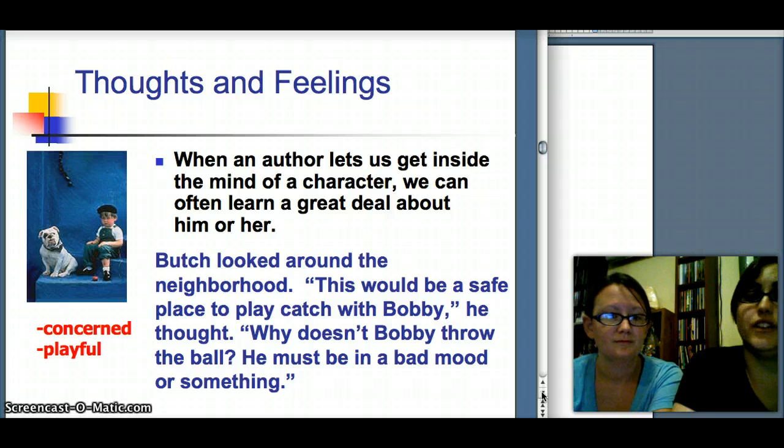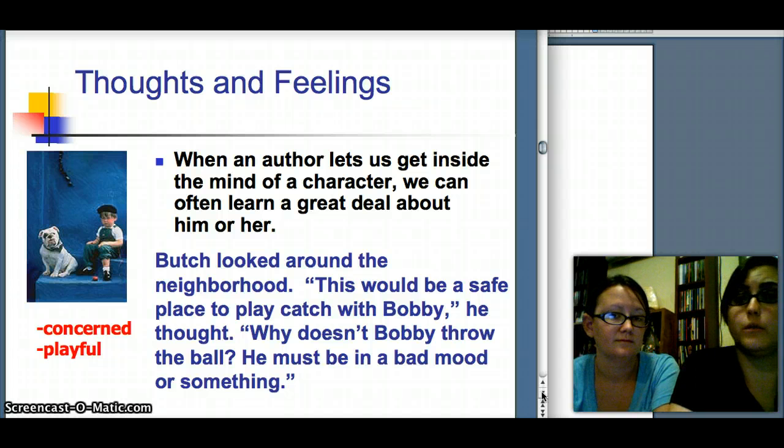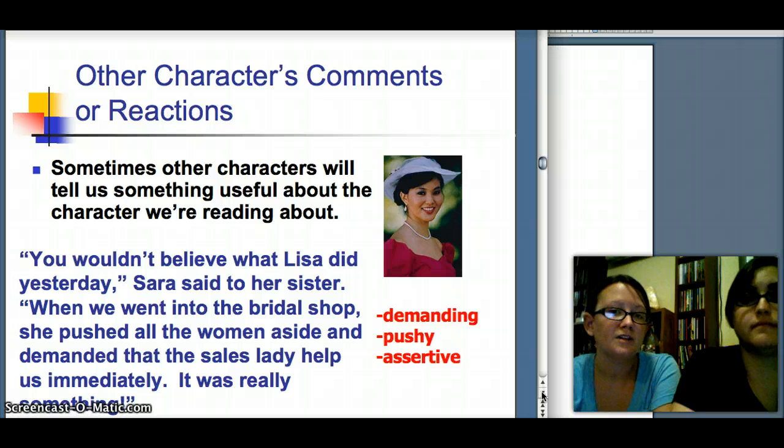All right, so we can tell he's concerned because he's, first of all, checking out the neighborhood, making sure it's okay. Second of all, he is worried. Is Bobby okay? What's wrong with him? Third, he's looking to play. He wants to play a game. He wants to play catch. Shows that he's playful.